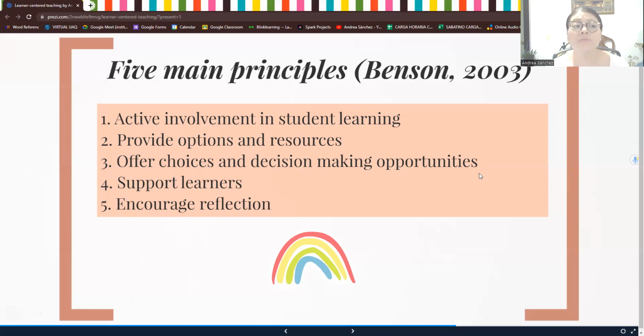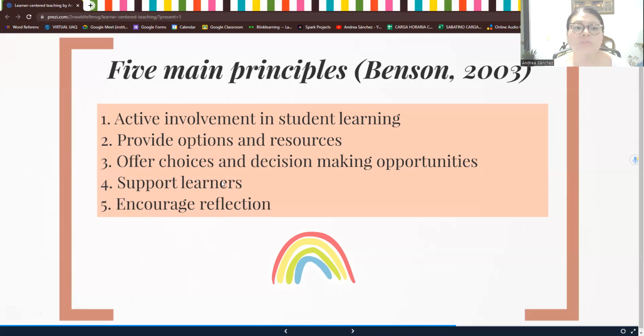Also, offer choices and decision-making opportunities. This is part of the humanistic approach. You offer choices in the sense of contents or materials. And once you present the choices, you allow them to make decisions. Because after all, it's their learning and they understand the importance of learning because they like being there, because they have purposes. So let them make decisions for themselves, by themselves.